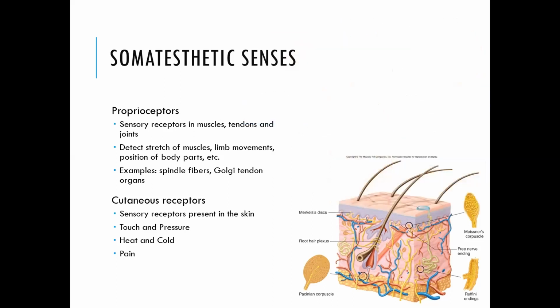And then you can have cutaneous receptors. These are sensory receptors present in the skin, and they would respond to things like touch and pressure, heat and cold, pain. So you see there, they're naming a couple of them. You have your Meissner's corpuscles, your Merkel discs, you have your Pacinian corpuscles. So we're going to talk about what those are specifically responsible for with regard to somatic senses.